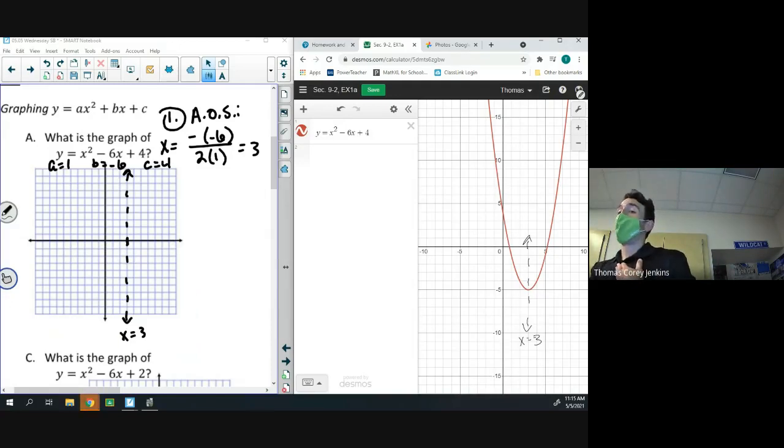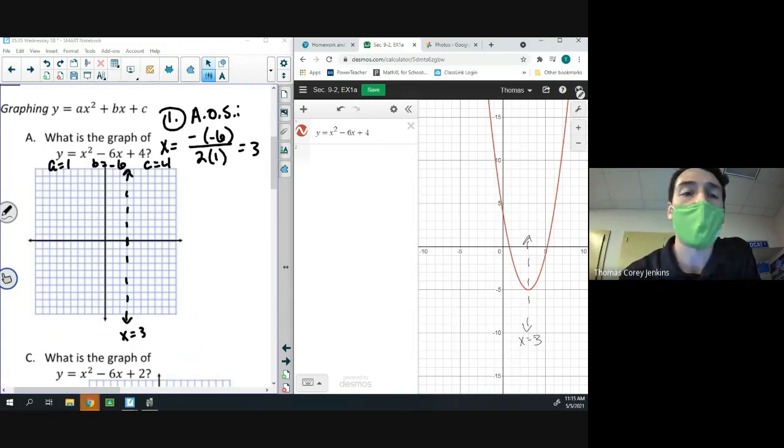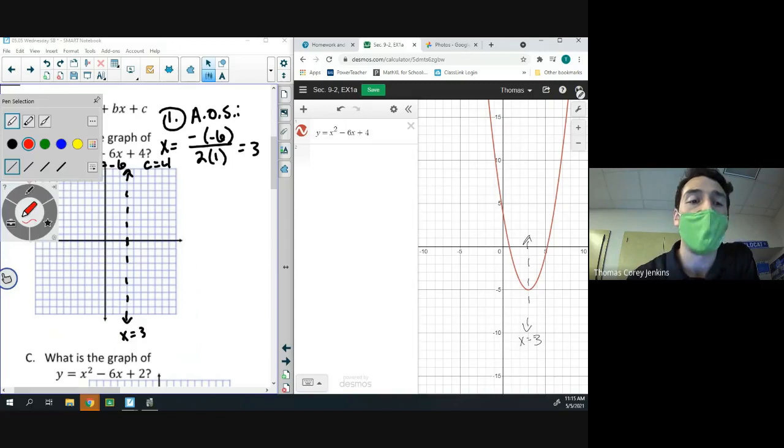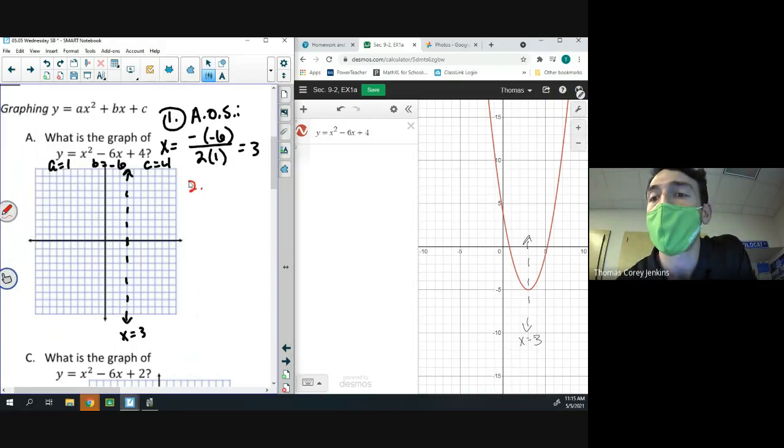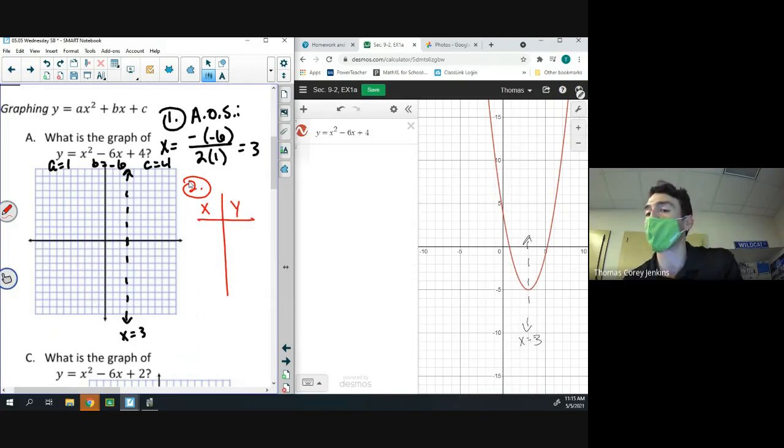So beyond that, we want to figure out what our points are. So step 2 is we actually fill out our table of values, all right? So step 2 is we're going to make an XY table from what we see on Desmos, okay?